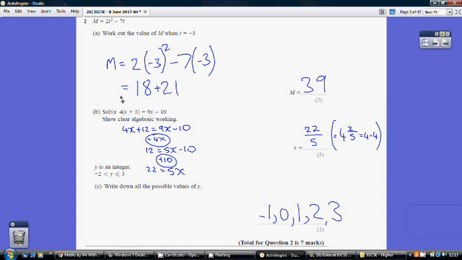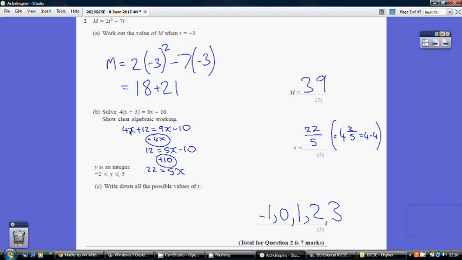Now for part B, we've got to start off by multiplying out the bracket on the left hand side. So 4 times x is 4x, and 4 times 3 equals 12. Now we want to get all our x's onto one side and all the normal numbers onto the other, and it's a lot simpler to take all the x's over to the side which has got the greatest number of x's to start with, which on this occasion is on the right. So I'm going to take all my x's to the right, all my normal numbers to the left.